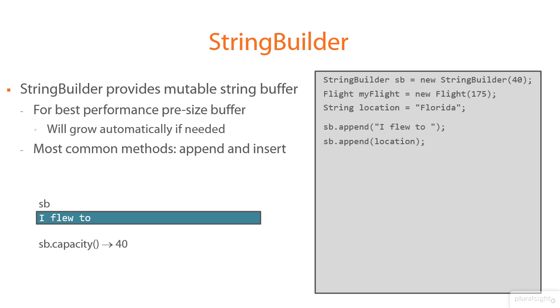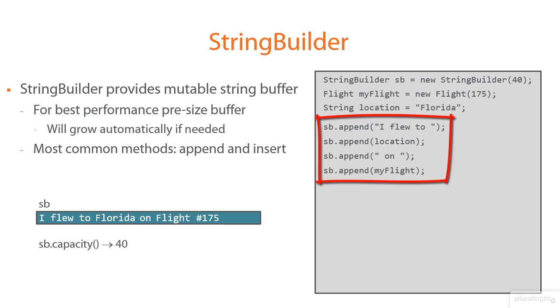So then we say sb.append(location), takes the value of location, Florida, adds that on to the end. The literal string " on ", that gets added on to the end. And then we say sb.append(myFlight). Well, myFlight is a class, so we'll go ahead and call toString on it, so we get flight number 175. So we've been able to build these four values together, doing it all in a single buffer.